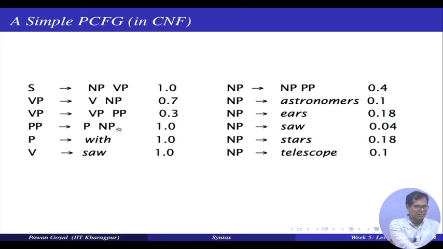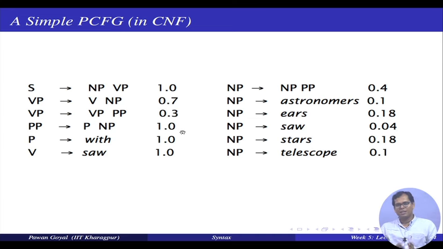Now PP gives me P and NP, only one rule with PP on the left hand side. So this has a probability of 1. P gives me only "with," again probability 1. V gives me "saw." This is a probability 1. Now all the remaining rules on the left hand side are starting with NP. NP can give me NP VP or the words in the lexicon like astronomers, years and so on. All these should add up to 1, and you can see that this actually happens: 0.4 plus 0.1, 0.5, 0.68, 0.72, 0.9 and 1. So all these probabilities are adding up to 1. This is the constraint that is being followed. The rules have the same form as in context-free grammar, but each rule has a probability.